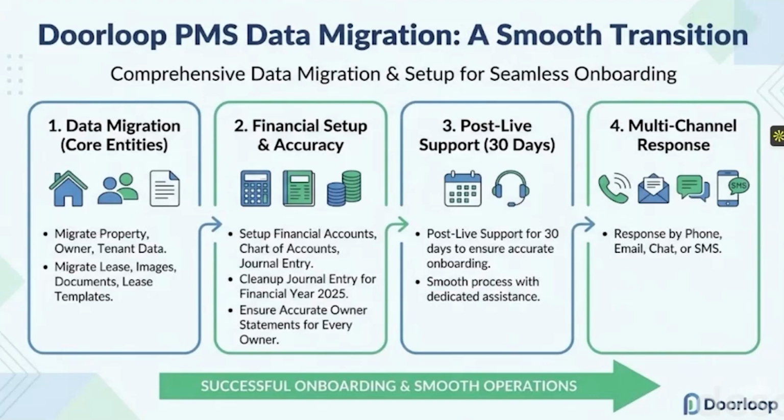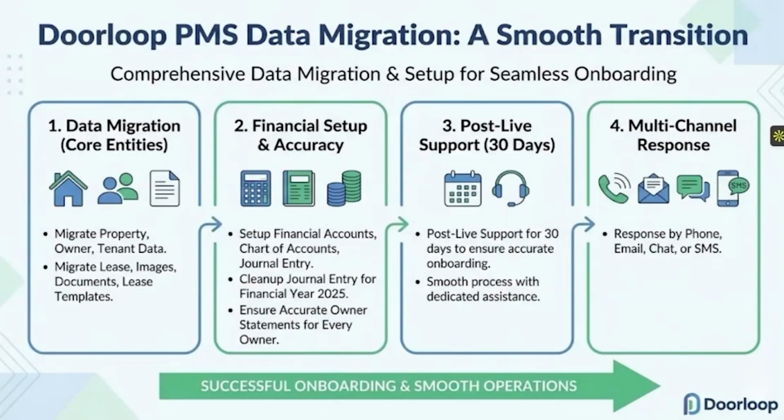Let's look at the slide. So this is, on a high level, what the data migration should look like. The first is to do the data migration of the core entities. What is involved in this data migration is migrating property information, unit information, owner information, tenant information, all their data points, vendors, their financial information, even the charges.